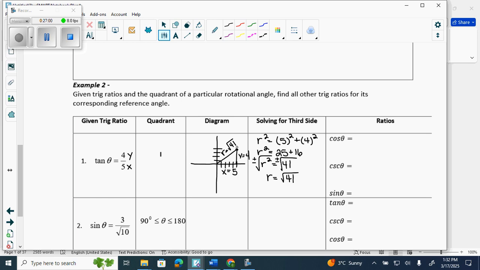So cos, what's the acronym for cos? Cook extra rice. So we're going to get 5 over root 41. And then what do we want to make sure we do? Rationalize, right? Rationalize means get that radical out of the denominator. So we're going to multiply by root 41 on the denominator, and then we're going to multiply by root 41 in the numerator. And so I get 5 root 41 over 41.